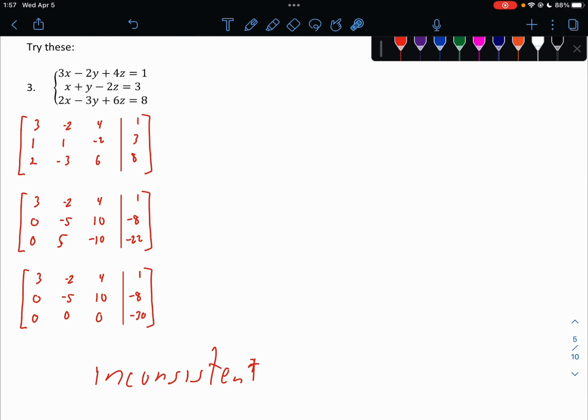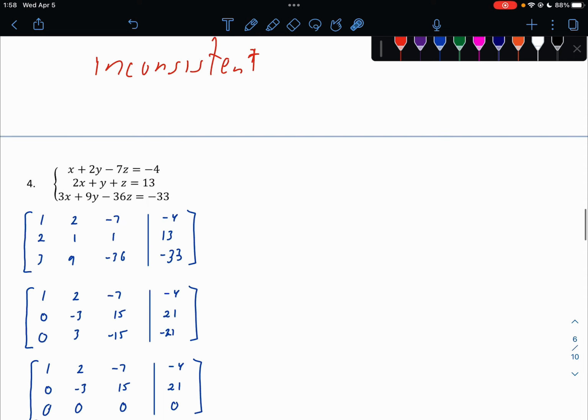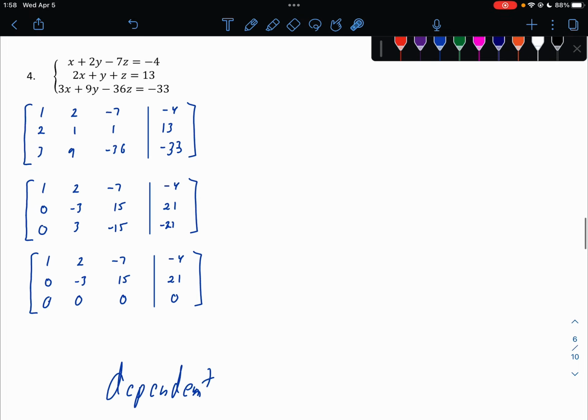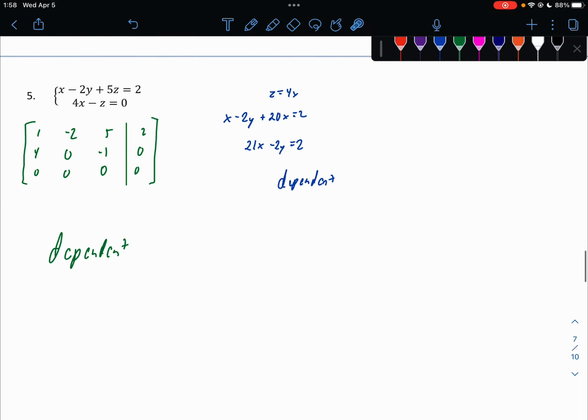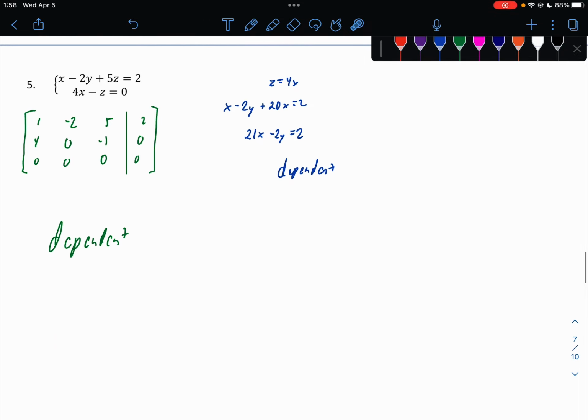Number 3 should be inconsistent. Pause here if you want to keep looking. Number 4 should be dependent. And number 5 should also be dependent.